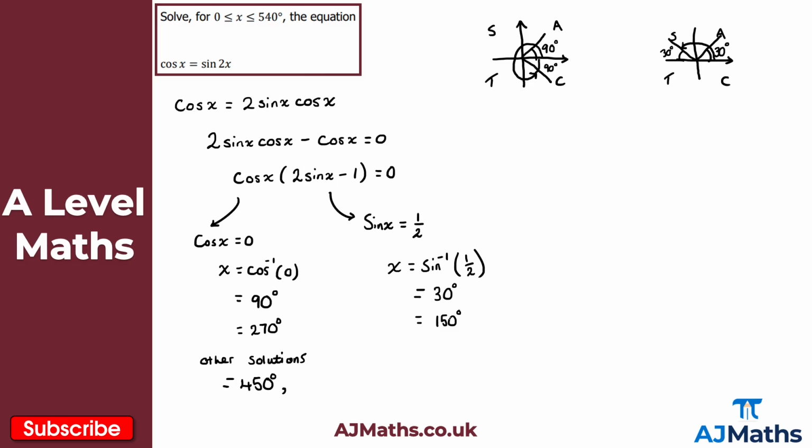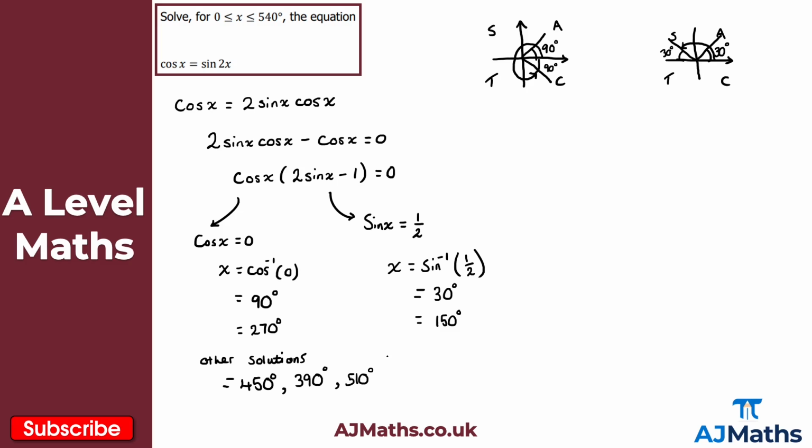We then got these two solutions here. So if we now add 360 to these, what do we get? Well, 30 plus 360 gives me 390. So that falls within the domain. And then finally 150 plus 360 gives me 510. So again, we can accept that solution. So that's 510 degrees.